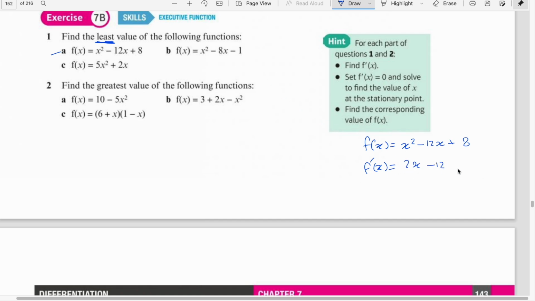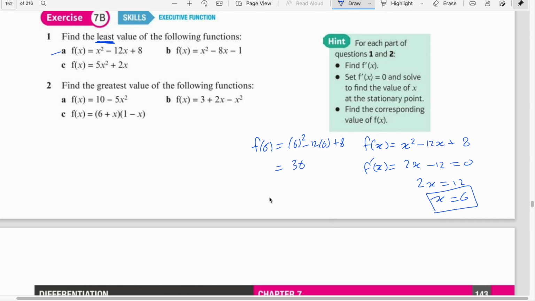Once the derivative is done, you equate that with 0. 2x is equal to 12, x is equal to 6. So we have the least value when x is 6. So we substitute x, f of 6 is equal to 6 square minus 12 into 6 plus 8.